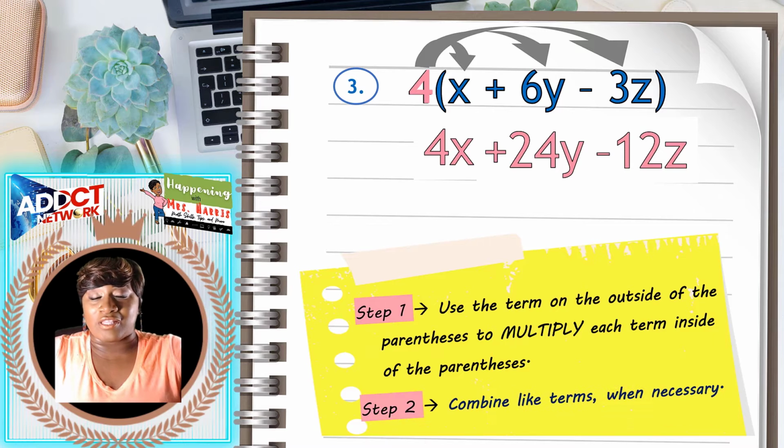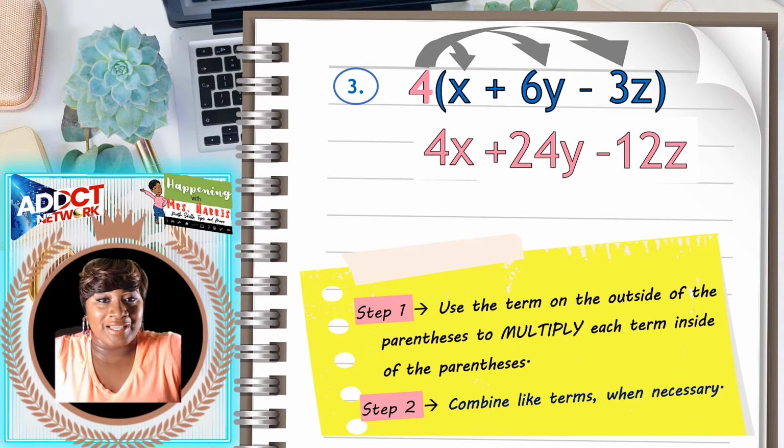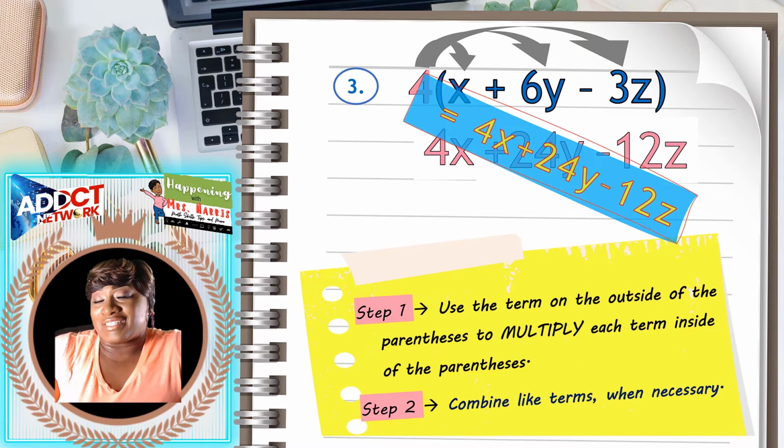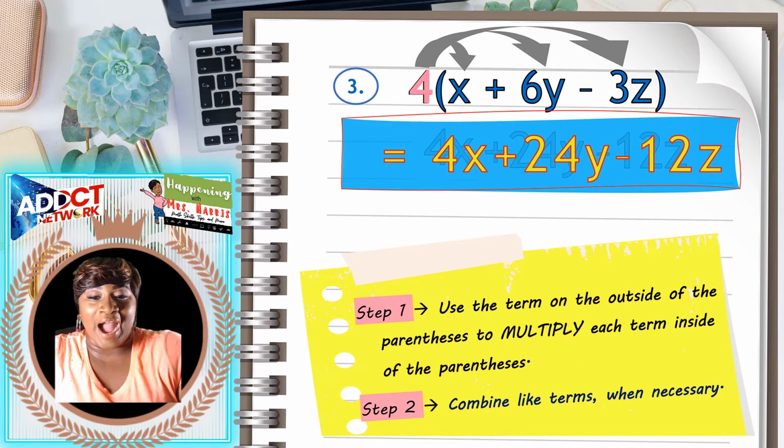Now we'll check to see if there are any like terms. And here there are no like terms because each term has a different variable. 4x has an x, positive 24y has a y, negative 12z has a z. None of the variables are matching. Therefore, this is our final answer. 4x plus 24y minus 12z.